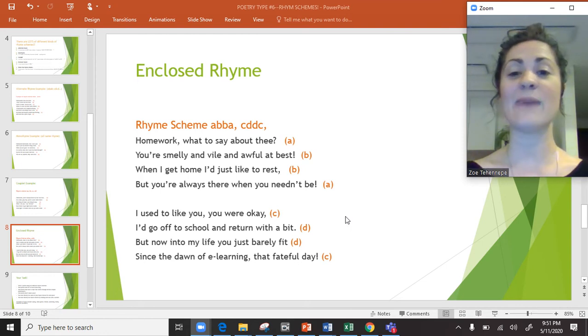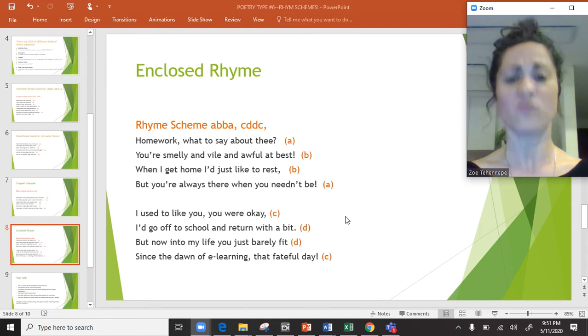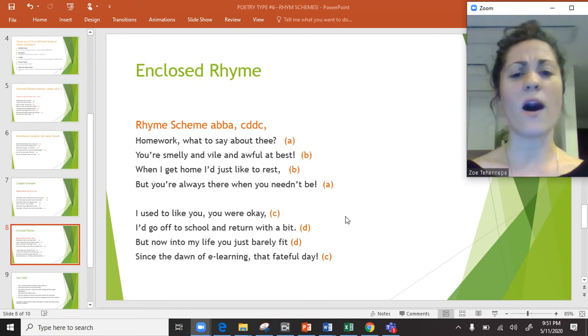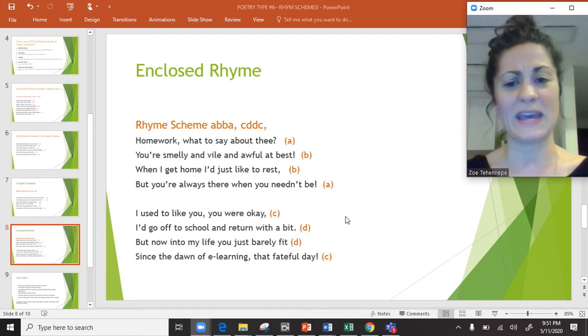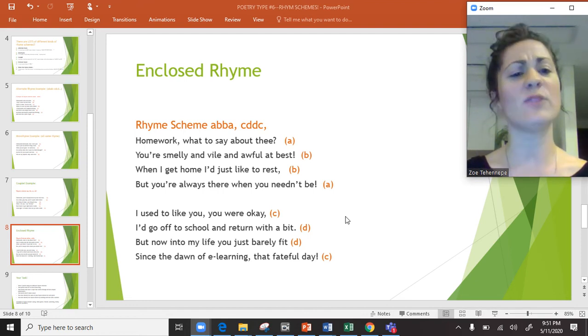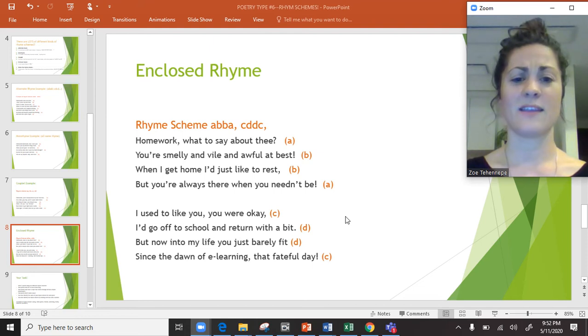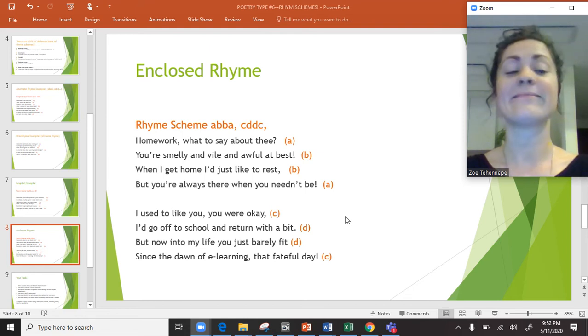Homework. What to say about thee? You're smelly and vile and awful at best. When I get home, I'd just like to rest, but you're always there when you needn't be. I used to like you. You were okay. I'd go off to school and return with a bit, but now into my life you just barely fit since the dawn of e-learning, that fateful day.